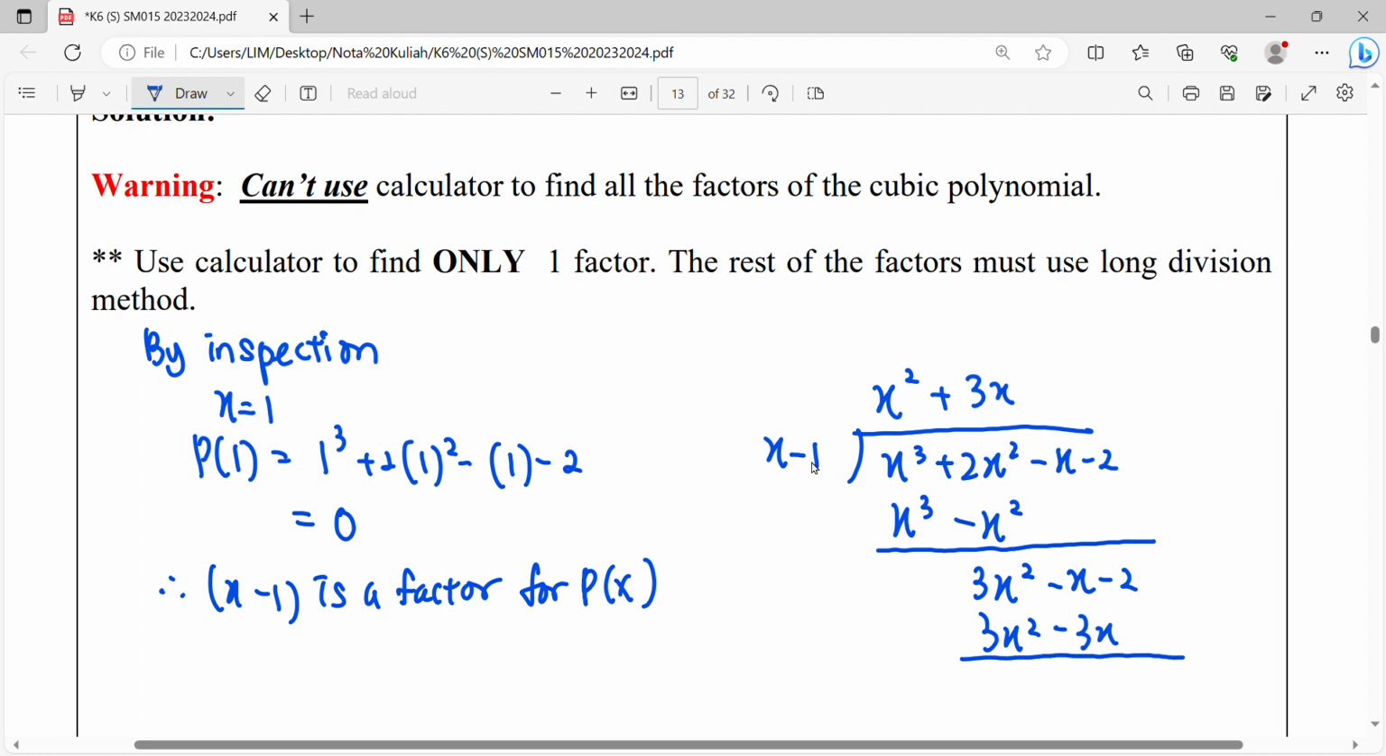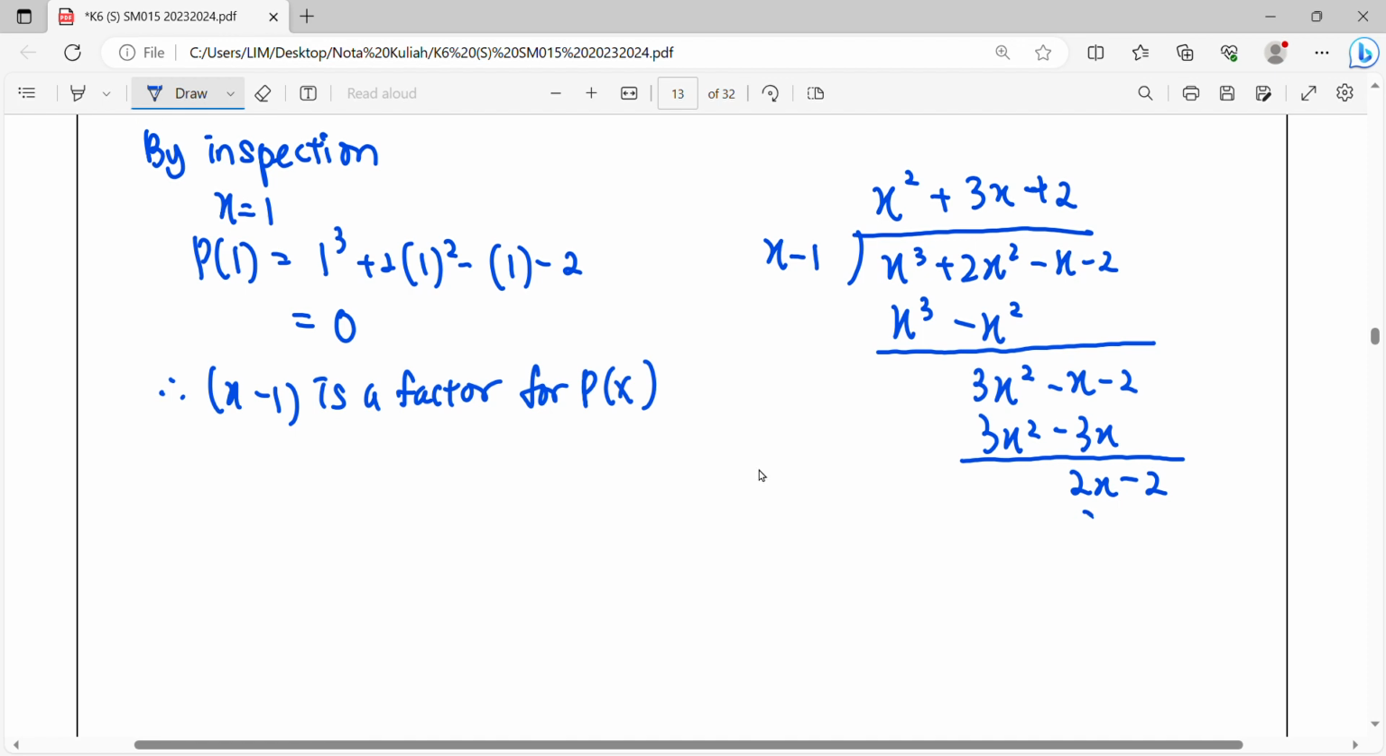Finding its balance, negative 1 minus negative 3. Negative, negative becomes positive. Then we repeat. So to get 2x, I need a multiplier of 2. 2 times x, we get 2x. Then 2 times negative 1, we get negative 2. So notice that we won't have a remainder here. Since the divisor is our factor, of course our long division won't have any remainder.